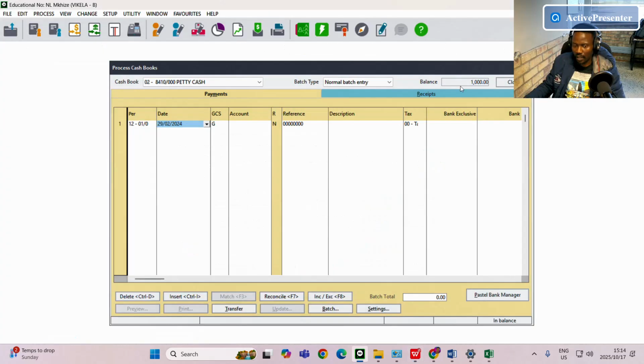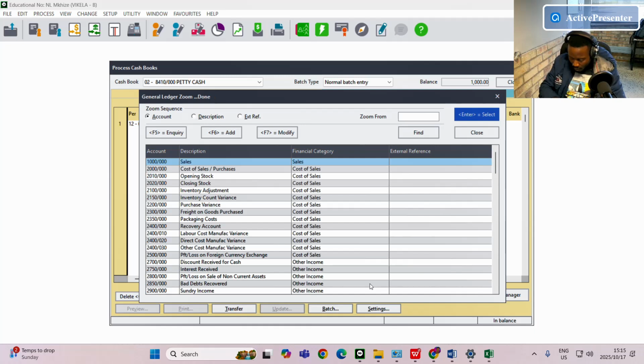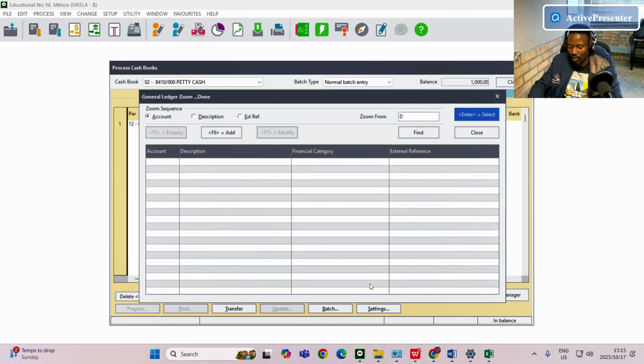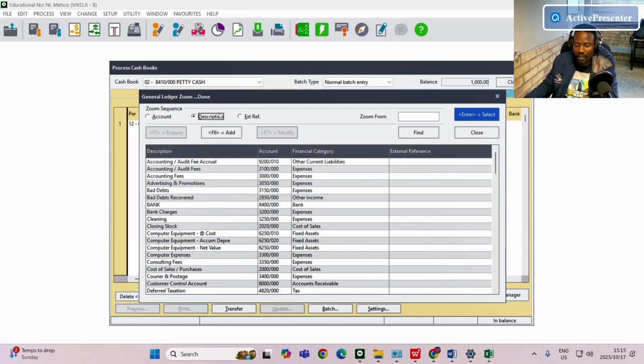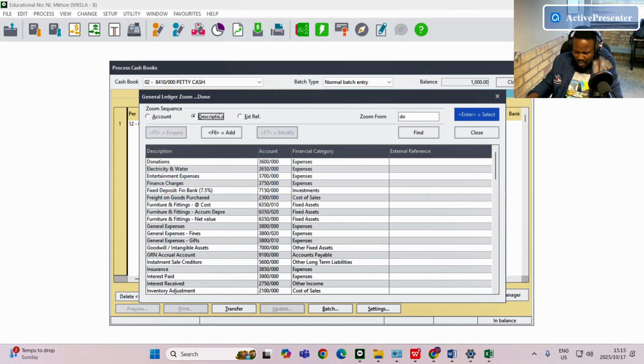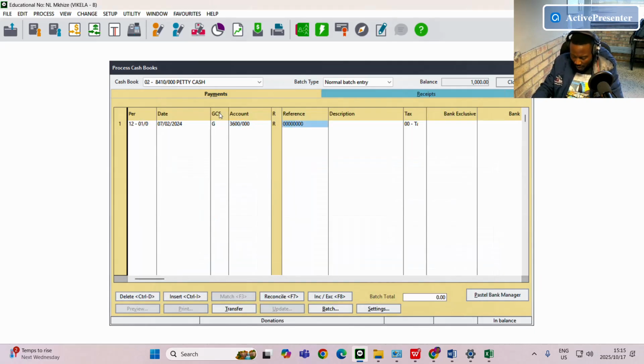So obviously, let's go. Okay. So the first payment was on the 7th, so it's going to be 7, enter. They say donated to Cradle of Hope Children Care, right? So that's donation. Oh, sorry, I need to search by description, so I'm just going to type DO. Yes, that's donation. The reference I'm given is PCV 111. Enter.